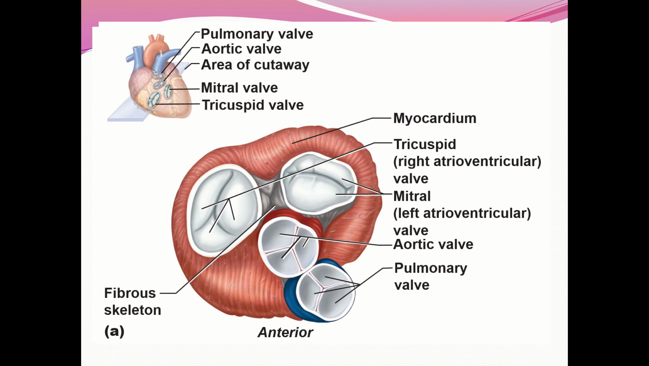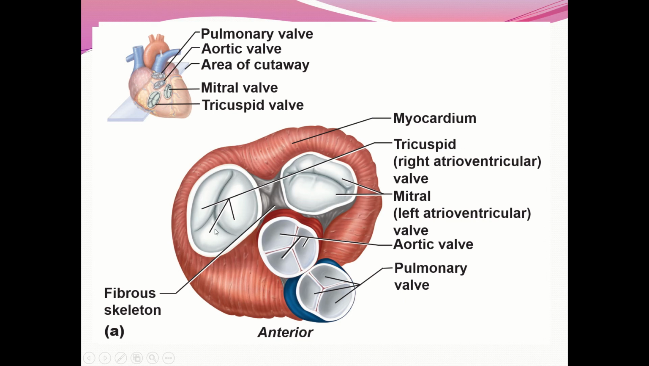This is an anterior view of valves. You can see the myocardium and the left atrioventricular valve, which is the mitral or bicuspid because it has two cusps. And then we see the right atrioventricular valve, which is the tricuspid valve. And we're actually looking from the top of the heart, and so that's showing you the anterior surface of the heart, and then that would be the posterior, and we're looking down on the heart like we're above it.